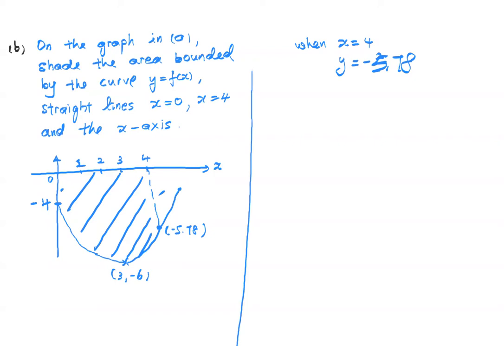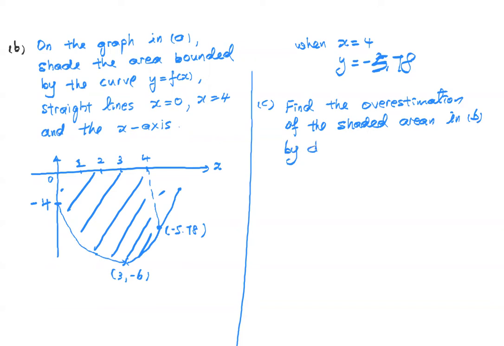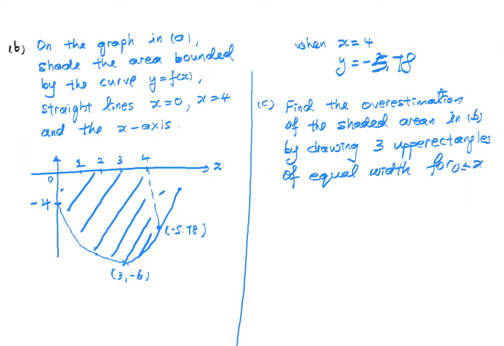So now, part C. Find the over estimation of the shaded area in B by drawing 3 upper rectangles of equal width, for x between 0 and 4.